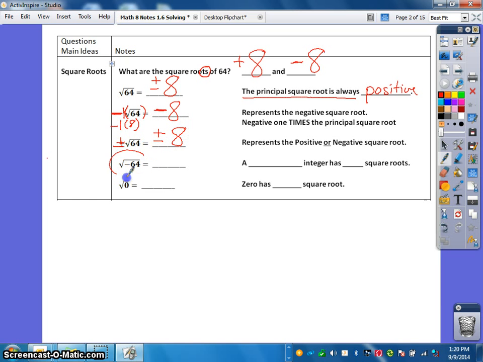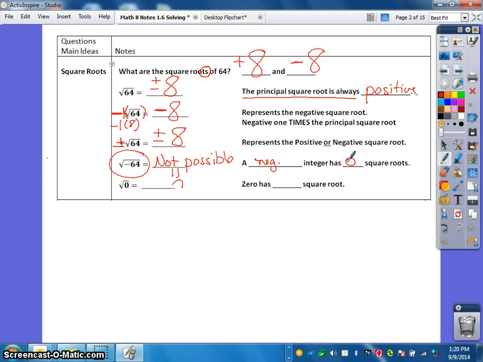Now here, square root of a negative 64. What do we get? Good answer. You can't. Not possible. Sad face. Can't do it. It's impossible. There's no real answer to that. So, a negative integer has 0 square roots.